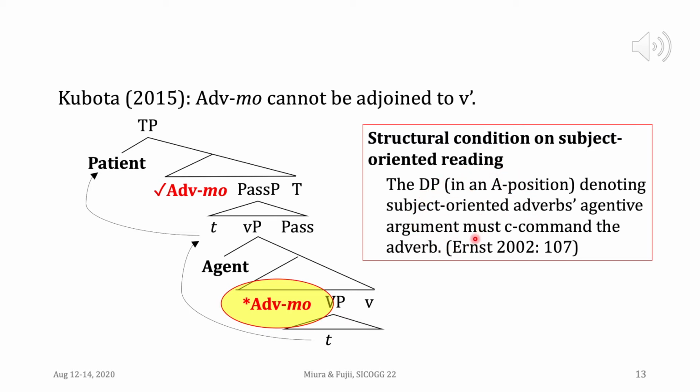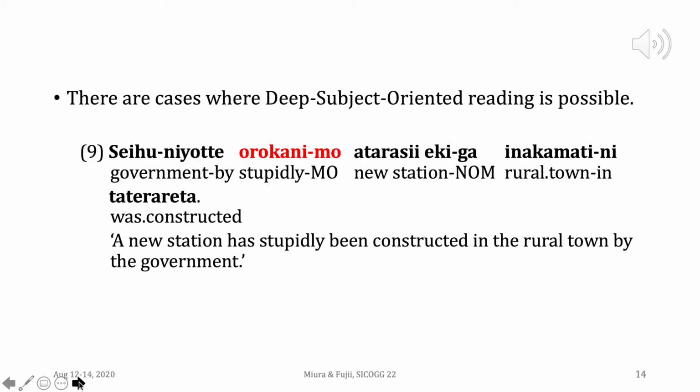So in TP, the surface subject can segment ADV more, but in little VP, there is no adverb that the spec of small VP can segment. Then the fact in 8 follows. Notice, however, there are cases where the deep subject-oriented reading is possible.